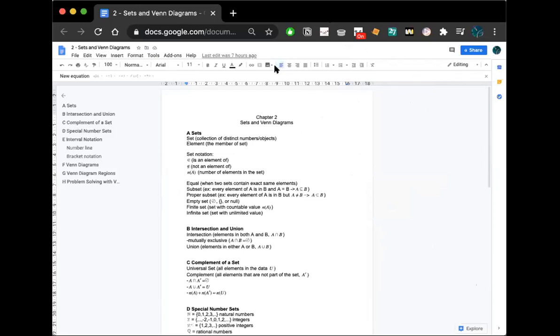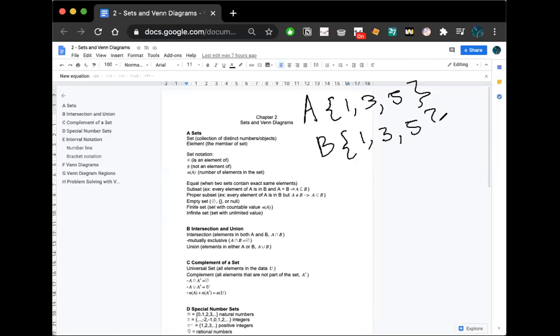Okay, so next. In sets, since there are many kinds of sets, there are also many ways to express sets. For example, if you have set A and also set B, and they contain the same elements, like in this case 1, 3, 5, then we can say that A is equal to B.